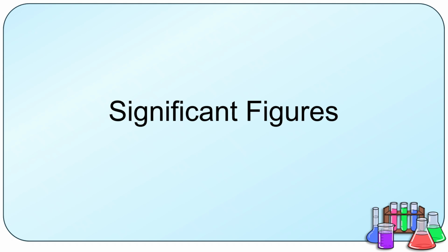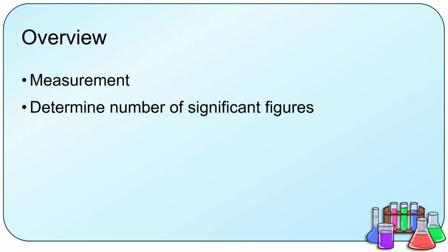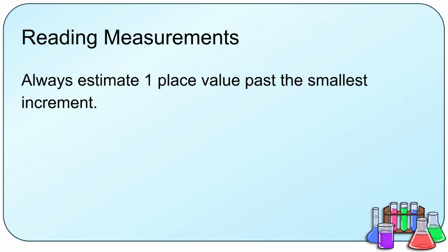Hi everyone, let's talk about significant figures, which is a skill that is important for all chemistry students. To understand significant figures, we'll look at two things. The first is how to read measurements, and the second is determining the number of significant figures in a measurement. We'll start by making sure we know how to measure something with the right level of precision. When you read measurements, always make sure you estimate one place value past the smallest increment.